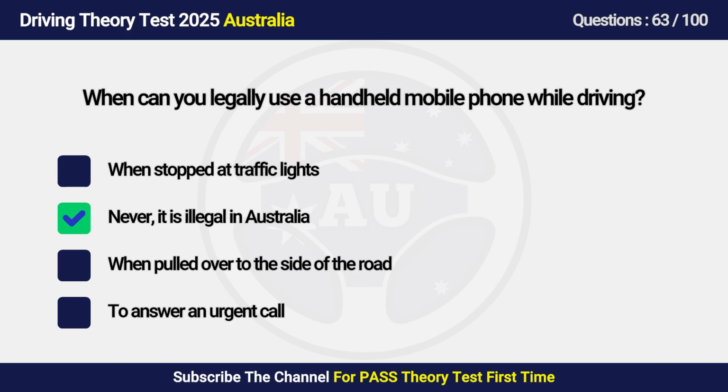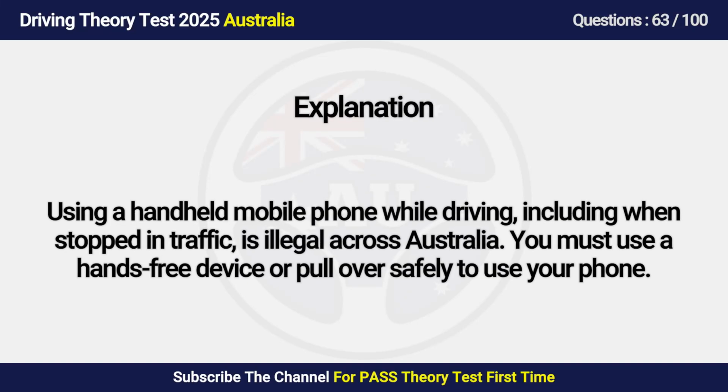Answer is B. Never. It is illegal in Australia. Using a handheld mobile phone while driving, including when stopped in traffic, is illegal across Australia. You must use a hands-free device or pull over safely to use your phone.